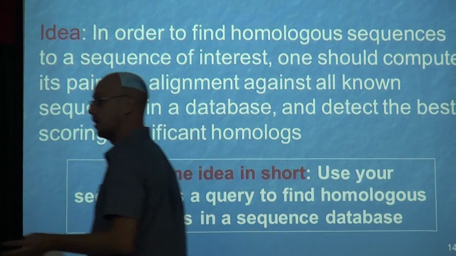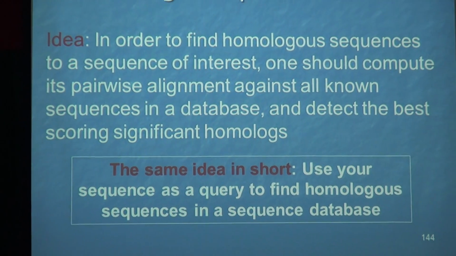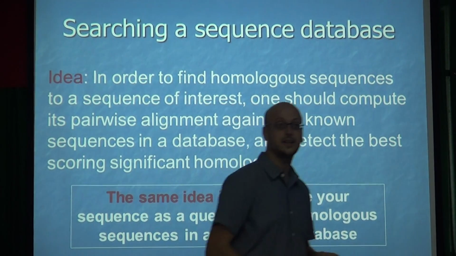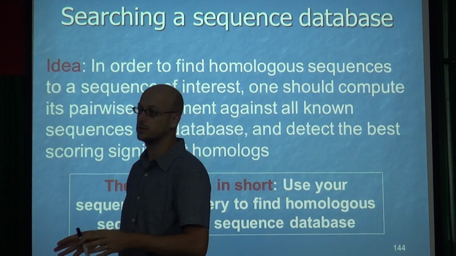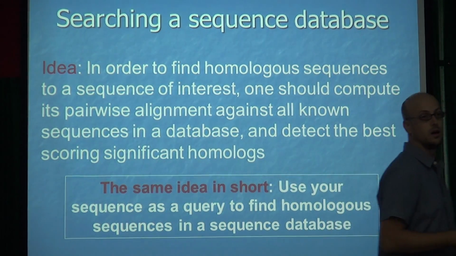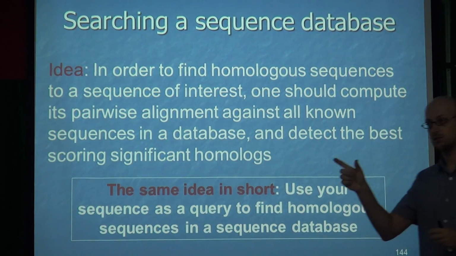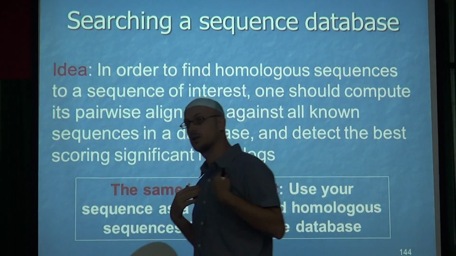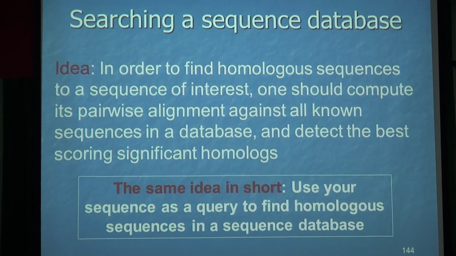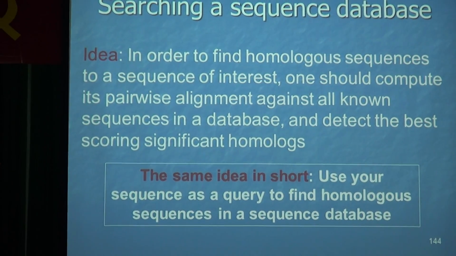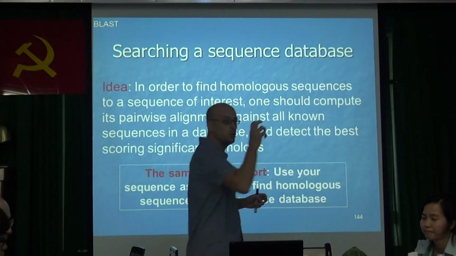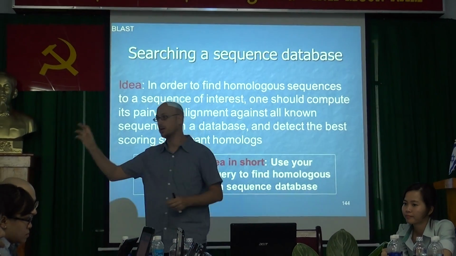Now that we know how alignments are made, we can start thinking about searching a sequence database. Basically, we have one sequence of our bacteria, and we want to compare this sequence not to just one other sequence, we want to compare it to many different sequences. We want to compare our sequence to all the other sequences in GenBank.